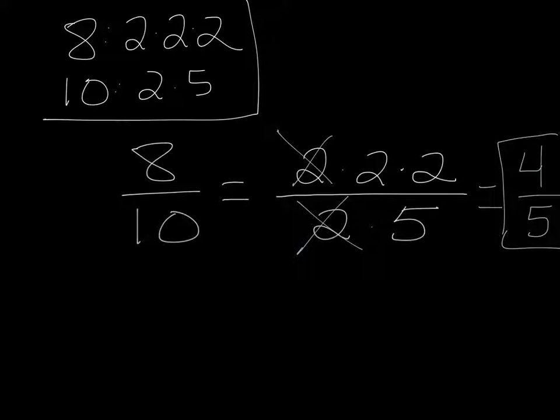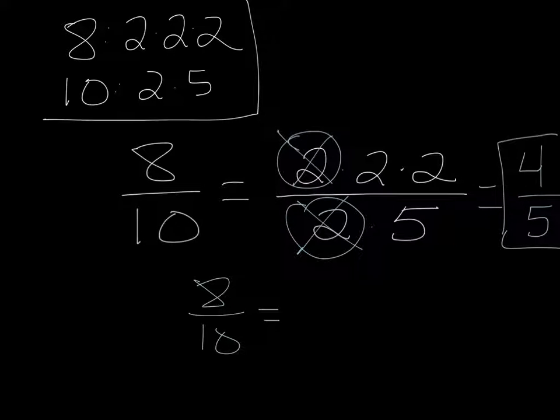Even though I have more than one 2 on top, I can only eliminate as many 2's on the top as there are on the bottom. And so I only had 1 2 on the bottom, so I could only eliminate 1 2 on the top. So 8/10 reduces to 4/5.